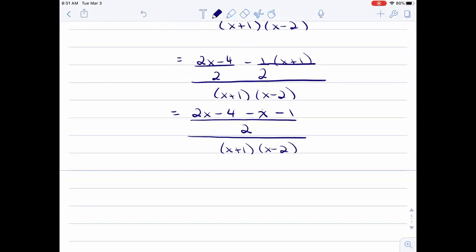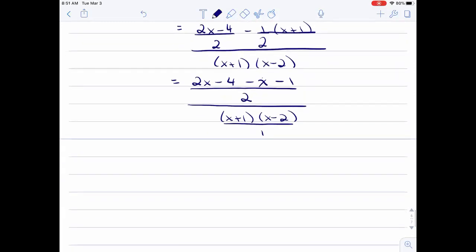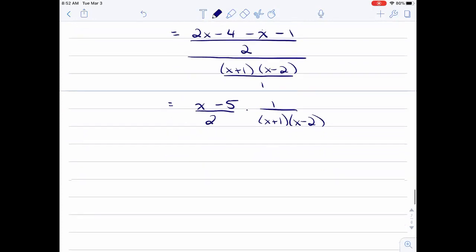If you think about x plus 1 times x minus 2 as a fraction over 1, you've got a fraction over a fraction, so now you can flip and multiply. 2x minus x puts me at x, negative 4 minus 1 puts me at minus 5, over 2 times 1 over x plus 1 times x minus 2. Of course, you don't need to show that. If you just want to bump the 2 to the denominator, that's fine by me. But finally, we get x minus 5 over 2 times x plus 1 times x minus 2. Whew. It's a lot of simplifying.